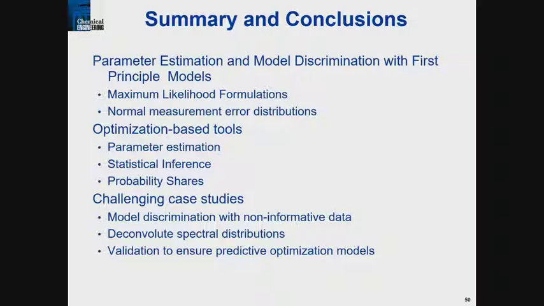And finally, I hope you were interested in the challenging case studies, okay? The idea of saying, what can you do with non-informative data? Can you still discriminate among models and use something that we hope has reasonable predictive capability? Can we deconvolute spectral distributions and still use them for parameter estimation at the same time and basically make sure that we have separated the instrument error from the model error? And finally, once you have a validated model, you can ensure predictive optimization models. And with good optimization tools, you can extrapolate where you weren't before.